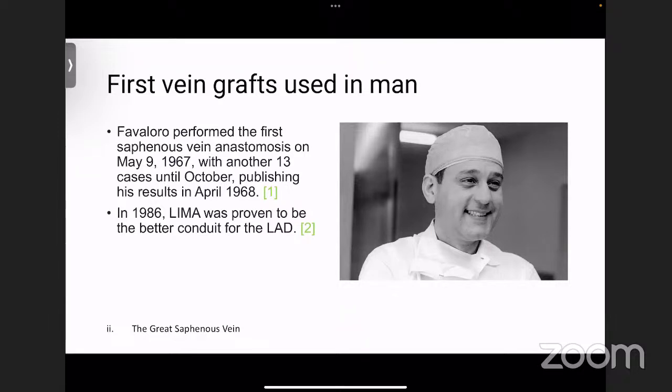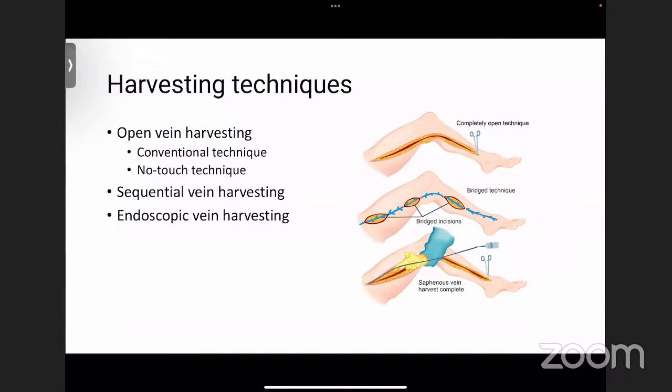Favaloro, his name. And in 1986, the LIMA showed to be better than the vein for the LAD, which is fine. I mean, Dr. Faris and Dr. Walid talked about the LIMA, and we don't have any problems with the LIMA being the best. It is the best. It's better than the radial as well, for LADs. So they can have that. The question here is going to be the second conduit. That's going to be our topic over here.